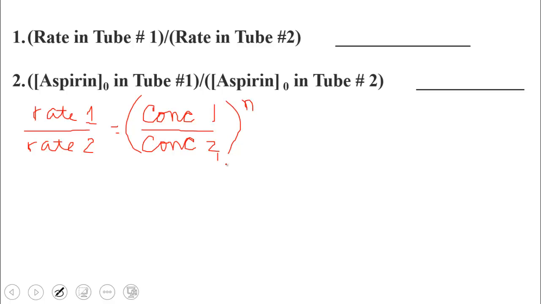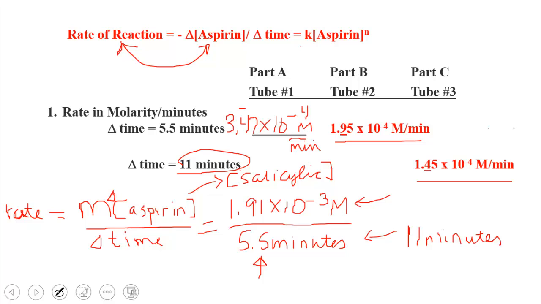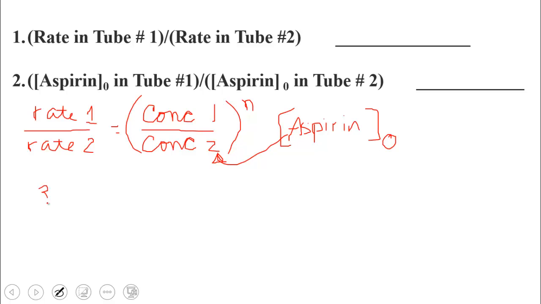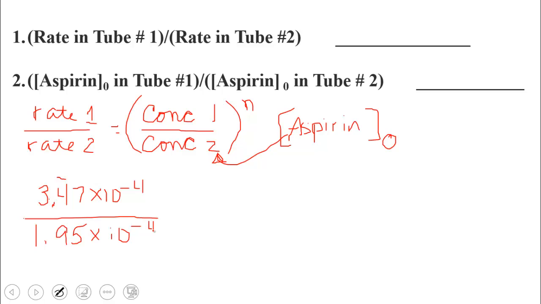Now remember, these concentrations are the initial concentrations of aspirin that we threw into the reacting vessel. And if we look at our reaction rates, here is reaction number 1 and 2's rate. So reaction number 1, 3.47 times 10 to the minus 4. I'm not going to worry about putting units on that because they're going to cancel out anyway. For my fake trial 2, my reaction rate was 1.95 times 10 to the minus 4.